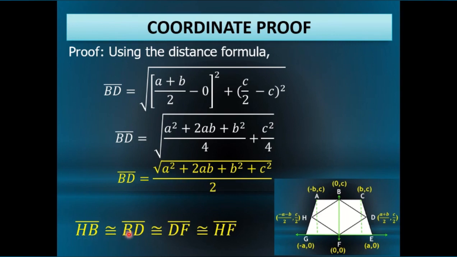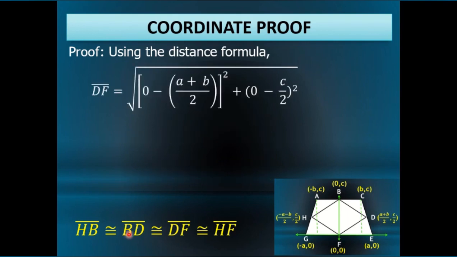What about the distance between the point D and point F, or the length of the line segment DF? So again, using the distance formula, we have the point D and the point F. We can have 0 minus a plus b over 2 squared plus 0 minus c over 2 squared. So getting its square roots. We simplify first. This one will become negative a minus b over 2, and then we square. Negative a squared, that will be positive a squared. Negative b times negative b is positive b squared. And then this one becomes positive 4.